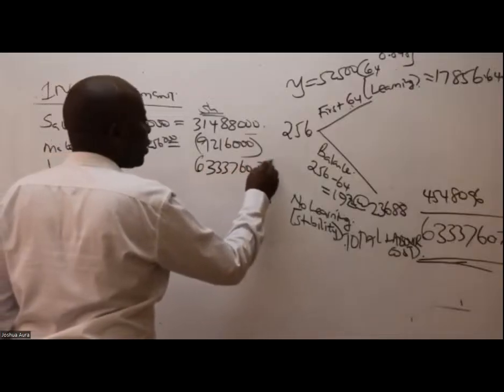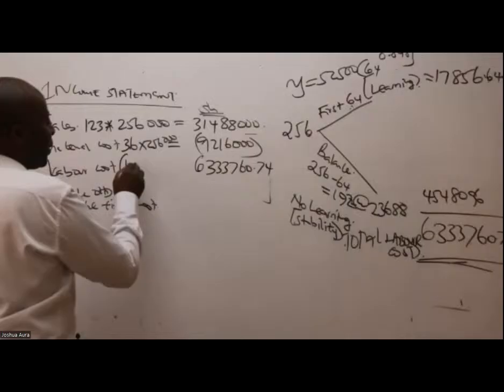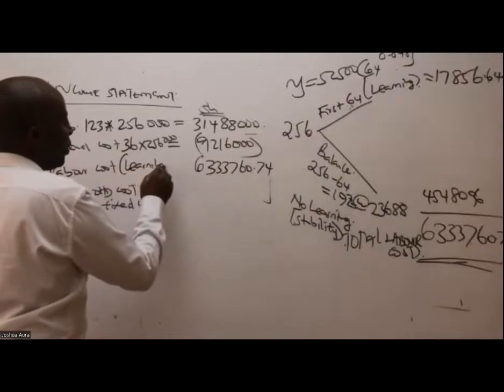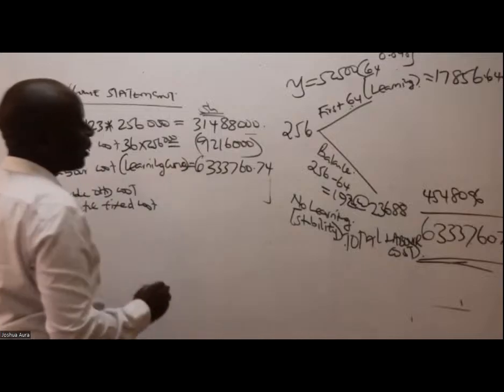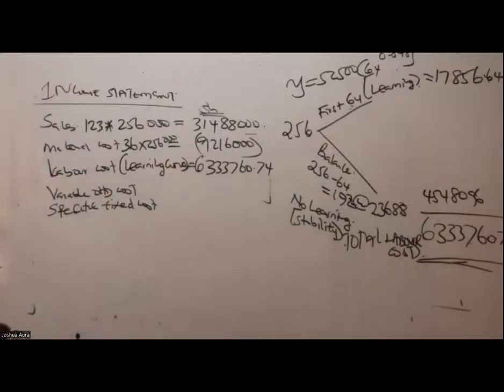633,760. This one we used learning curves. Labor cost, whenever you hear of learning rate being given, you must use the learning curve concept to get the labor cost. Right. Now, ladies and gentlemen, we have the variable overhead cost per unit, very easy.